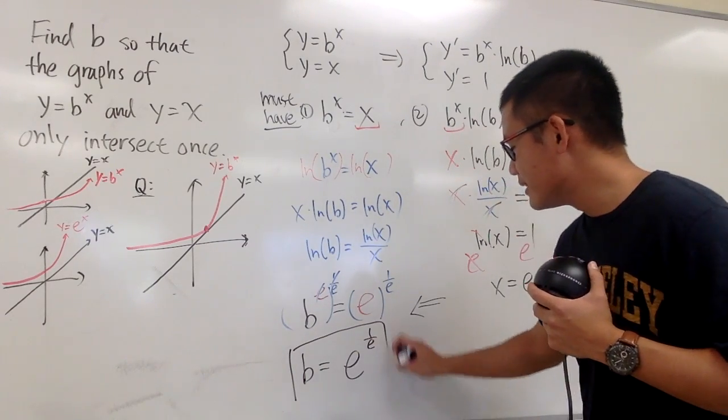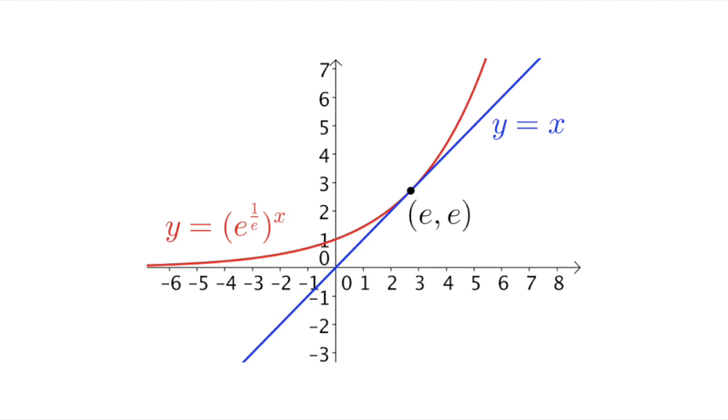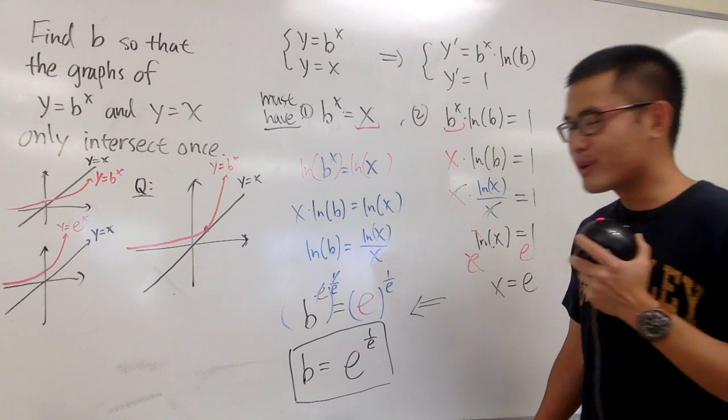How cool is this? And now, as you can see on the screen, when the base is equal to e to the 1 over e, the exponential graph does intercept the graph of y is equal to x at exactly one place. This is so cool, isn't it?